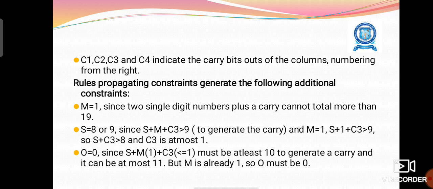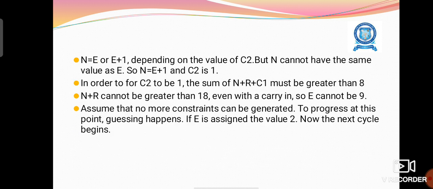O equals 0, since S plus M plus C3 must be at least 10 to generate a carry, and it can be at most 11, but M is already 1, so O must be 0. N equals E or E plus 1 depending on the value of C2. But N cannot have the same value as E, so N equals E plus 1 and C2 is 1. In order for C2 to be 1, the sum of N plus R plus C1 must be greater than 9. N plus R cannot be greater than 18 even with a carry in, so E cannot be 9.